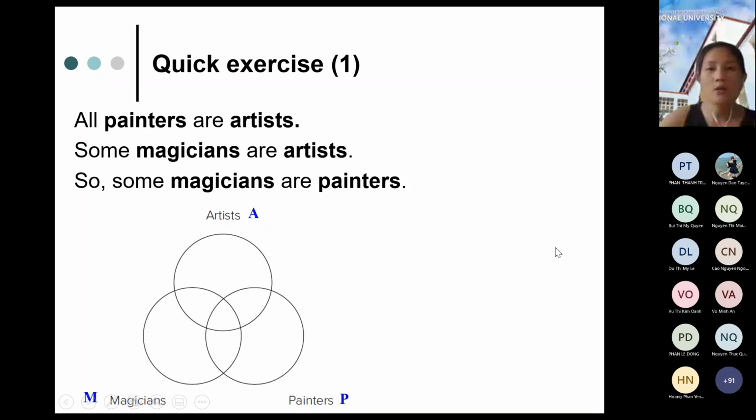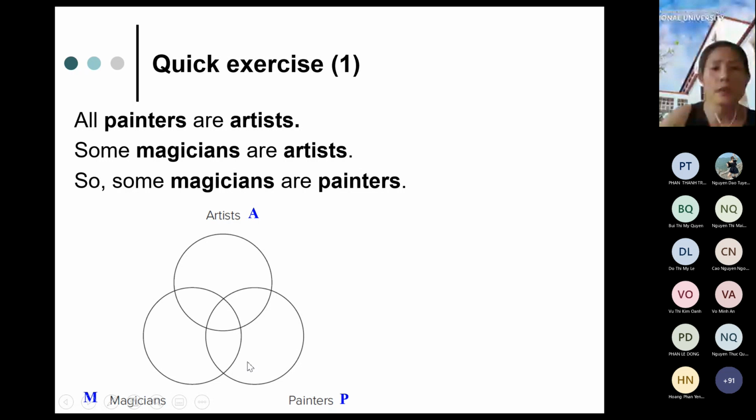Okay, then we start to draw, and yeah, we apply rule number 1. We draw the "all P are A" first, so we ignore the M. We look at the P, okay, and the A. So here we are going to touch the P, we don't touch the A, remember.